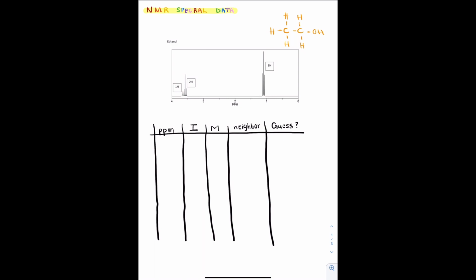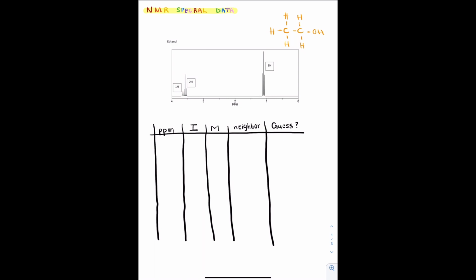I, which stands for integration, which is the measurement of the area of a particular NMR signal. M, which stands for multiplicity, and that tells us how many hydrogen atoms are immediately next door to the hydrogens produced by a particular peak. And then I have a column for neighbor, which will tell us what the neighbor of the particular peak will be. And then I have a column for guess, which means what part of the structure do I think that NMR peak is attributed to.